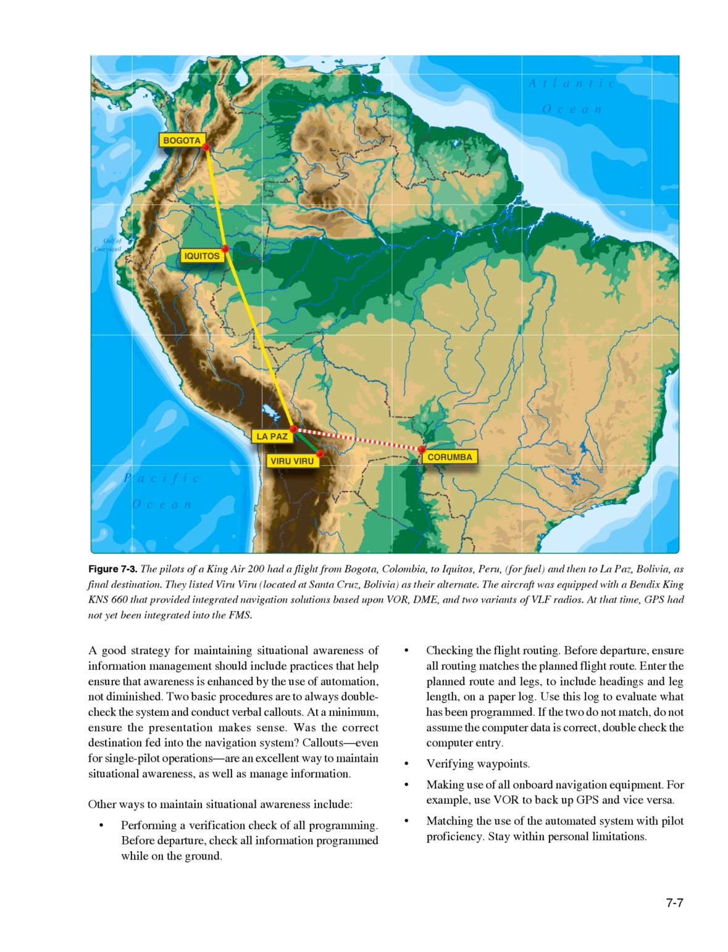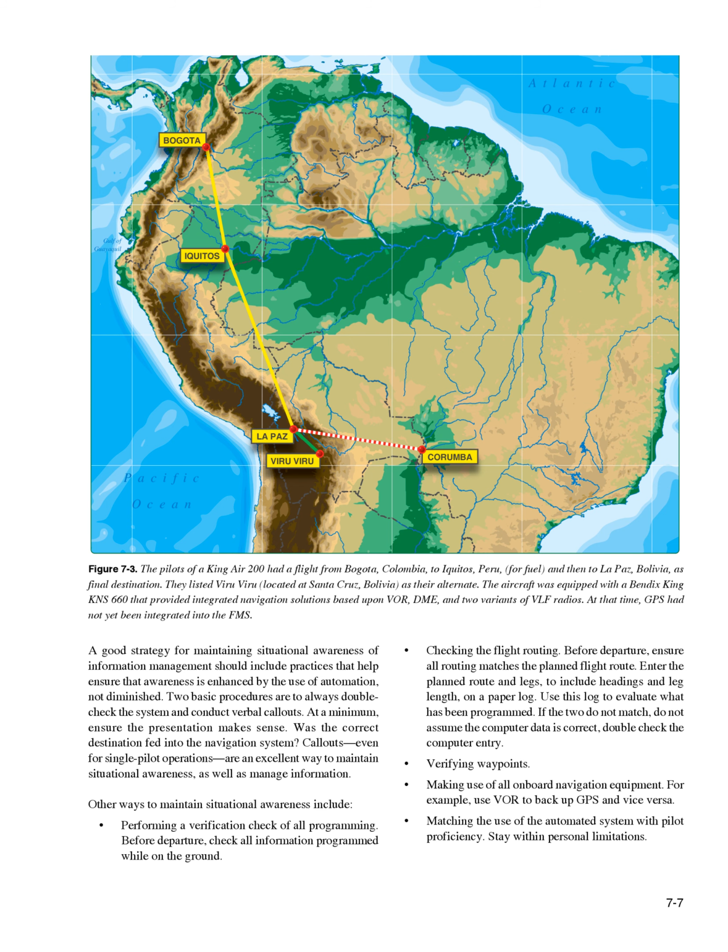Other ways to maintain situational awareness include performing a verification check of all programming. Before departure, check all information programmed while on the ground. Checking the flight routing: before departure, ensure all routing matches the planned flight route. Enter the planned route in legs, to include headings and leg length, on a paper log. Use this log to evaluate what has been programmed. If the two do not match, do not assume the computer data is correct; double-check the computer entry.